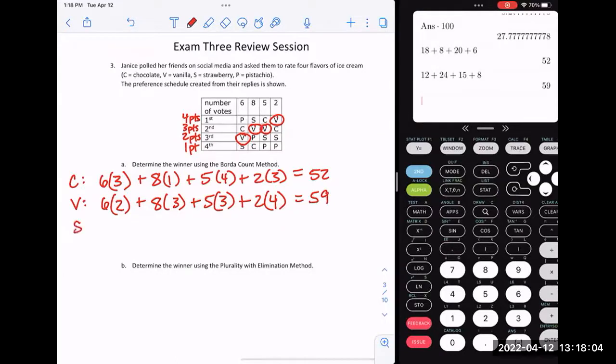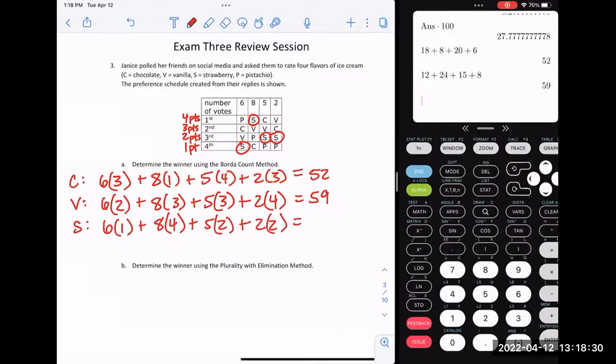And let's just do strawberry next. So strawberry is getting only 1 point from the first 6 voters. They're getting 4 points from the next 8 voters. 2 points from the next 5 voters. And 2 points from the last 2 voters. This is going to be 6 plus 32 plus 10 plus 4. So 52 points as well, strawberry.